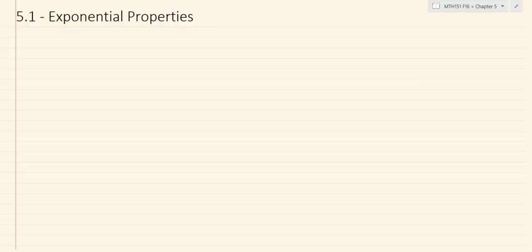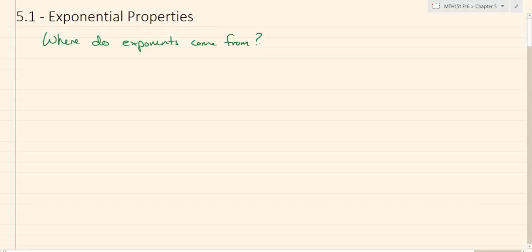So this is 5.1, and we're going to look at some exponential properties. The question we want to answer is, where do exponents come from? Maybe if we understand where exponents come from, we can understand some of these rules.